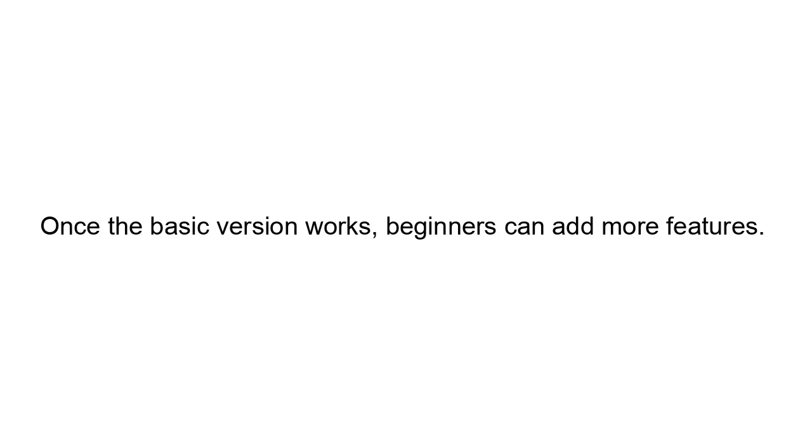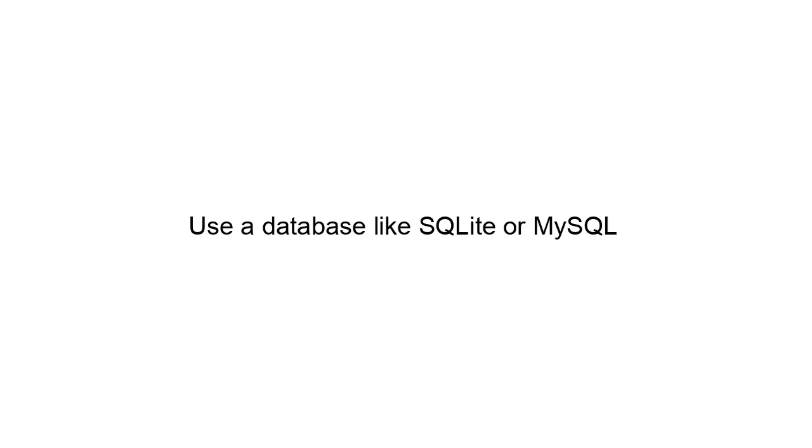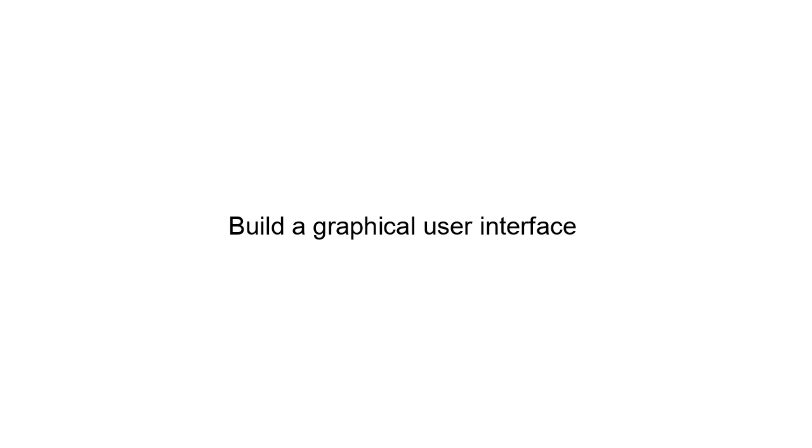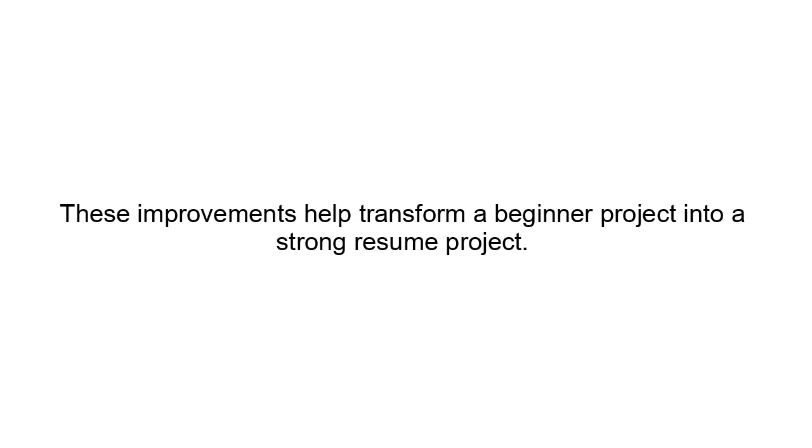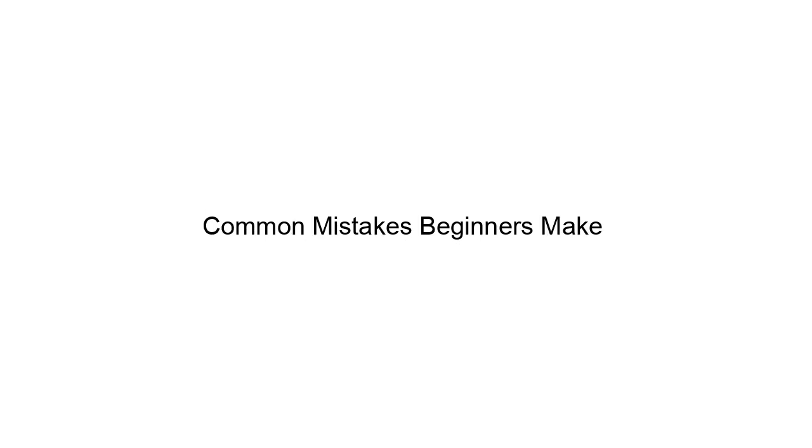The program simply performs these tasks digitally using code. Ways to improve the project. Once the basic version works, beginners can add more features. Examples: store data in a file, use a database like SQLite or MySQL, add attendance tracking, add course information, build a graphical user interface, or create a web-based version. These improvements help transform a beginner project into a strong resume project.